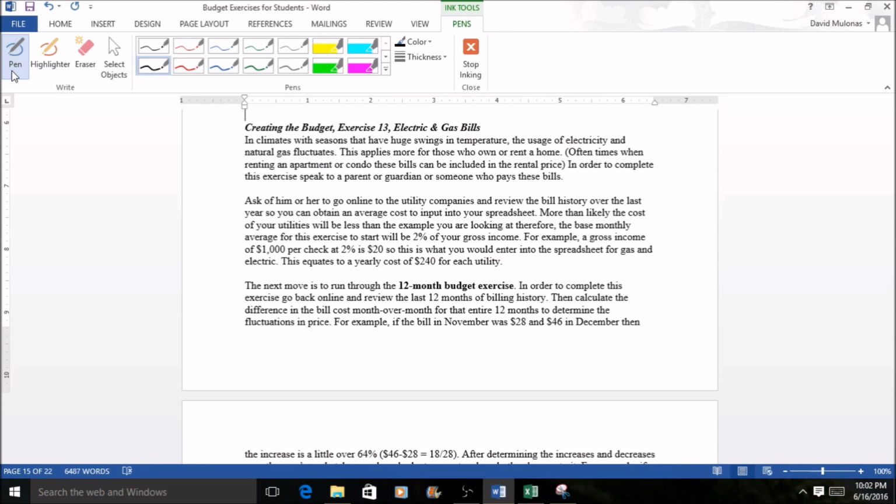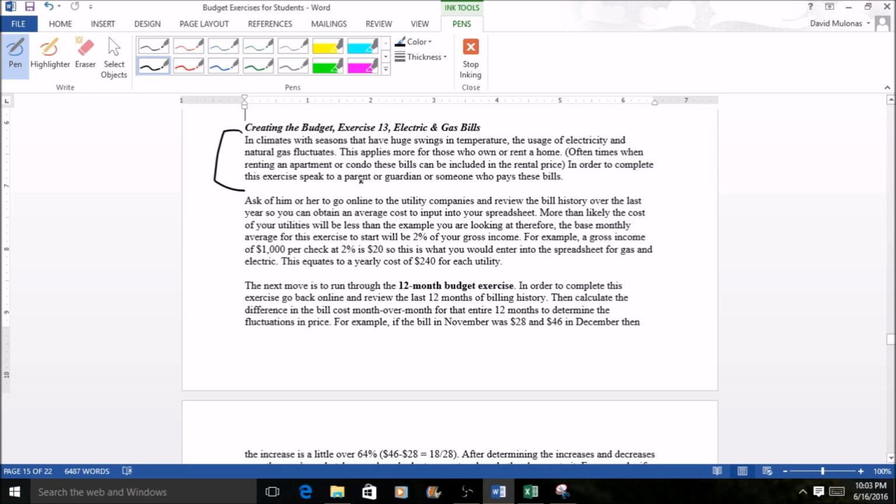A couple things that we want to talk about when it comes to electric and gas bills is that depending on the climate you live in, you're going to have huge swings in bill prices. Especially in four seasons states, you're going to have about half the year where the bill is much lower than the other half. The range is much bigger. So you might have a $20 bill in the summer and a $120 bill in the winter, depending on where you live.